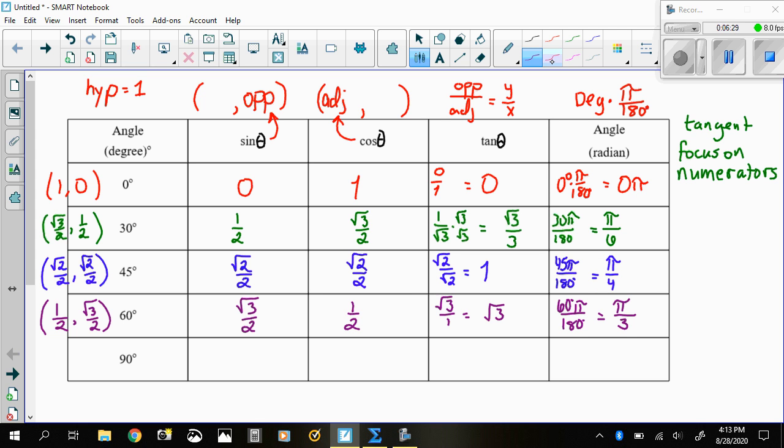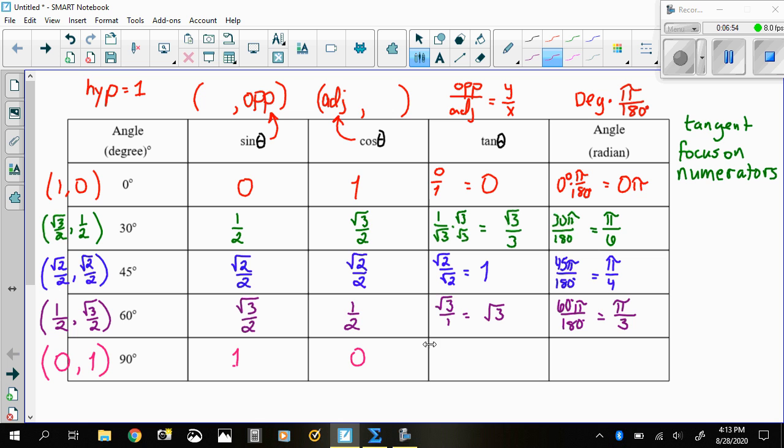Okay, 90 degrees. 90 has a similar ordered pair from 0. It's going in the opposite direction. We don't go left or right, but we go up the length of the radius, so we go up by 1. And so it's going to be very similar. Sine would be the y value, so that would be 1. Cosine would be the x, so that one is 0.